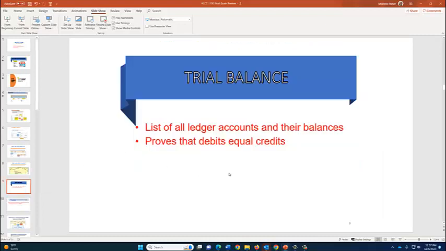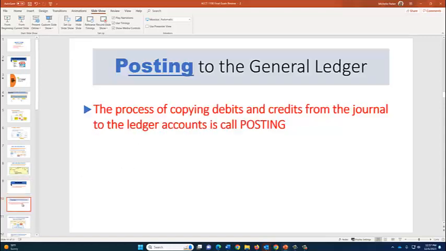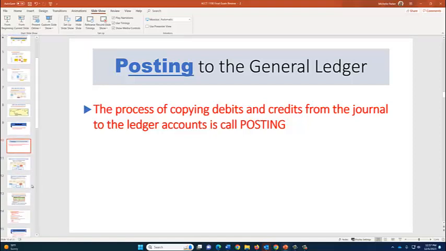Remember, the definition of a trial balance is just a list of all general ledger accounts and their balances, and it's created to prove that debits equal credits. You'll need to know the definition of posting. When we post to the general ledger, we're posting from the journal to the general ledger. So that's the process of copying debits and credits from the journal to the ledger accounts.